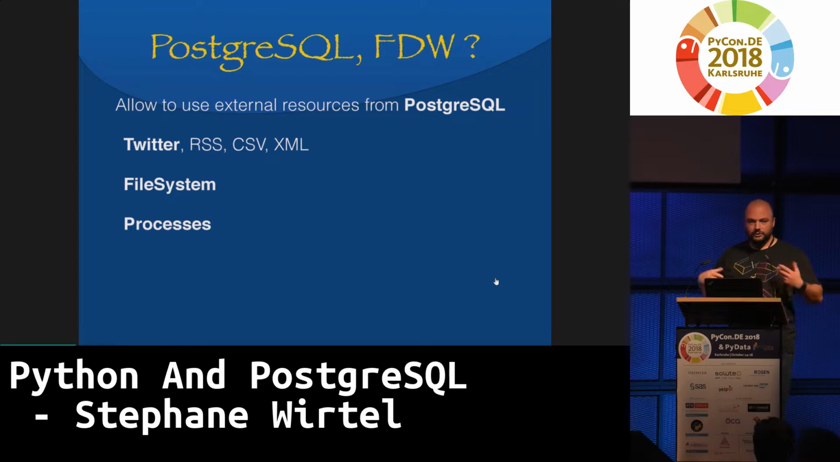But what is the foreign data wrapper? Who knows the foreign data wrapper here? Okay. Do you know that with Postgres, you can interact with SQL Server, with Twitter, with MySQL, with a lot of other sources? Do you know? So, in fact, with the foreign data wrapper, you create a component to interact with an external source. Postgres comes with some basic FDWs: Twitter, CSV, and XML. Of course, you can interact with your file system and with the processes of your computer.